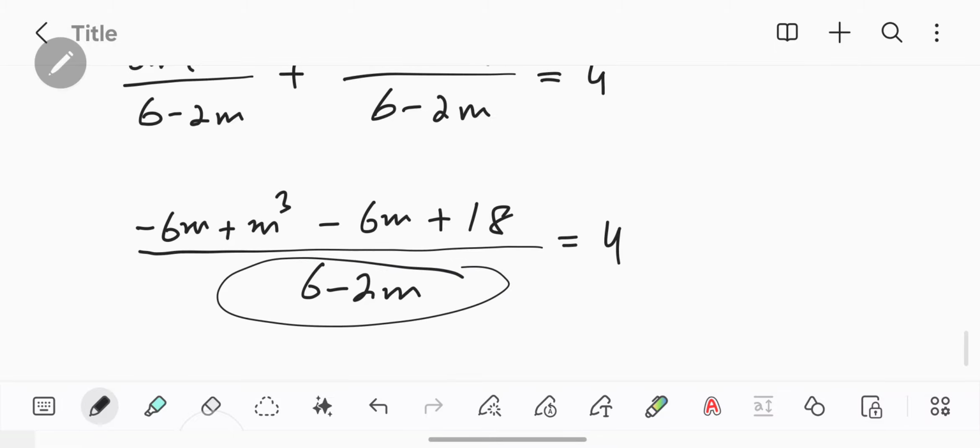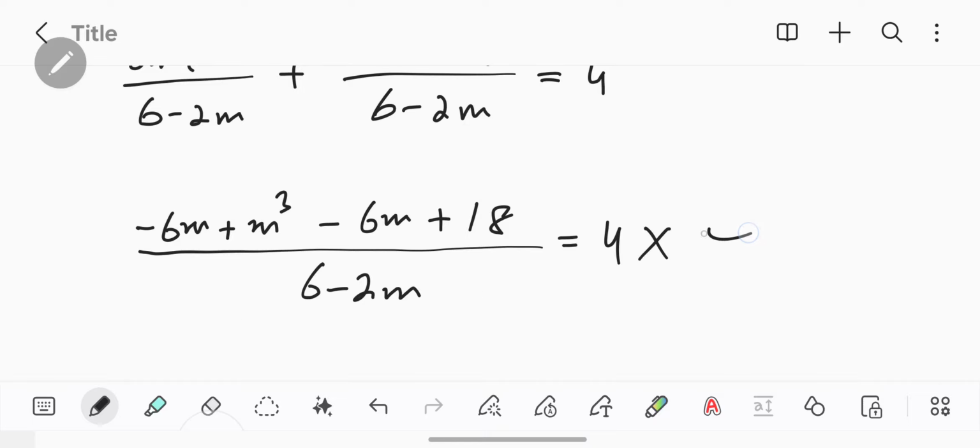Since this thing is the denominator of this term, I can shift this thing here, and when I shift it here, it will become part of the numerator, okay? So I will multiply 6 minus 2m here, okay?